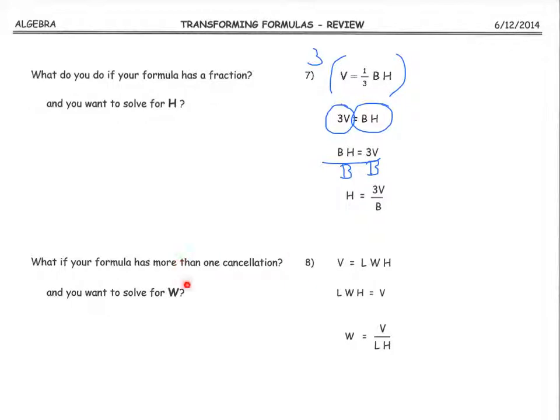What if your formula has more than one cancellation in it? Suppose w is in between L and h, and we want to solve for w. Well, the first thing I did, as you noticed, is I rearranged my equation so that the w was on the left-hand side where I was more comfortable, and now I have to remove the L from the front and the h from the back. But since multiplication order is not an issue, all I have to do is divide by LH and divide by LH, and the L's cancel in the front, and the H cancels in the back, and we're left with W equals V divided by LH.